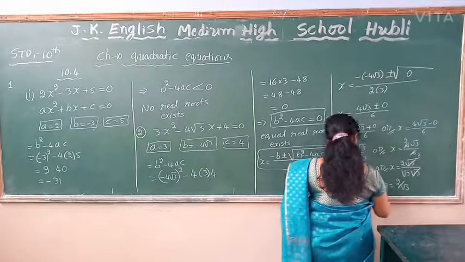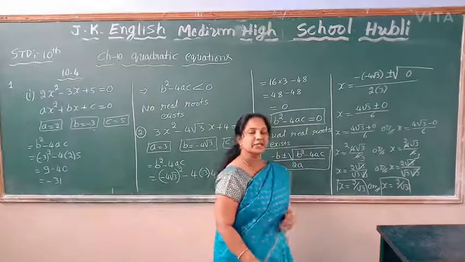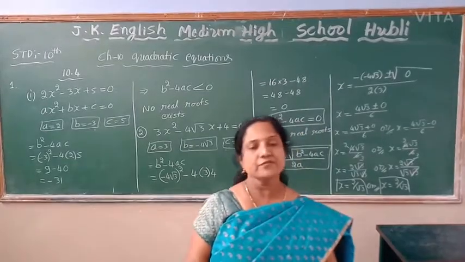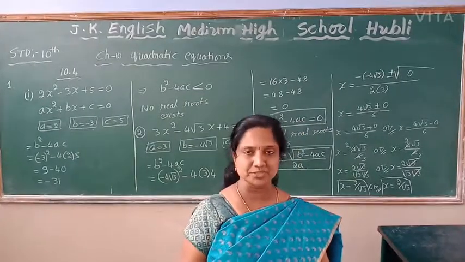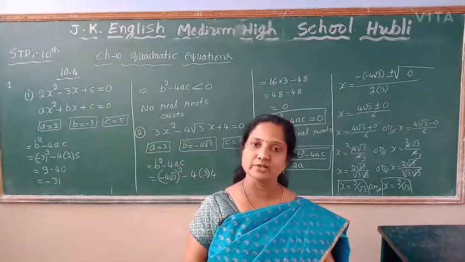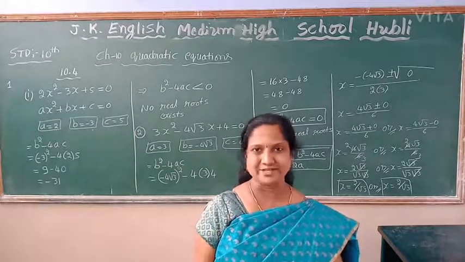So these are the two equal real roots, children, we are going to get when the discriminant, that is b square minus 4ac value, is 0. In this way, we have to find out the nature of the roots of this quadratic equation. Then we have to find out the roots. If a real root exists, then only we have to find out the roots of the quadratic equation. Write down.